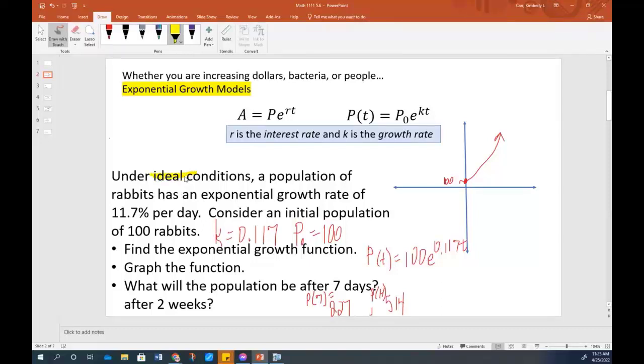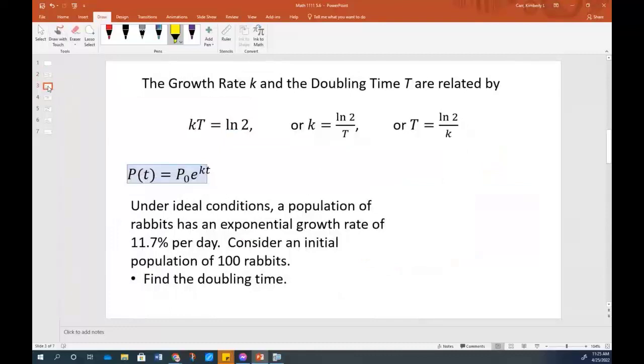So I love rabbits, but at the same point in time, the reality is they don't have ideal conditions. That's where they're dealing with, you know, is there enough food? Is there enough shelter? Or do they have predators? If we had ideal conditions, this says find the doubling time. And then you're going to have quite a few problems in your homework where it asks you something about K or T or the doubling time. Because these little equations, it's going to be easiest for you if you just kind of memorize these. K times T is equal to ln of 2.